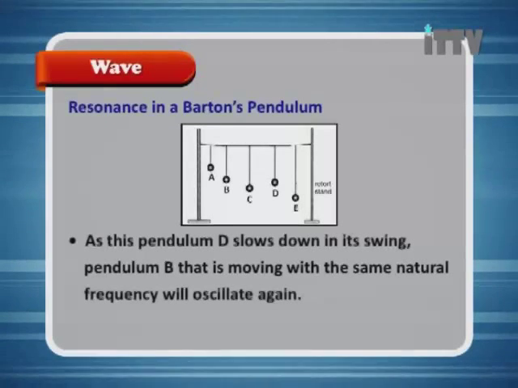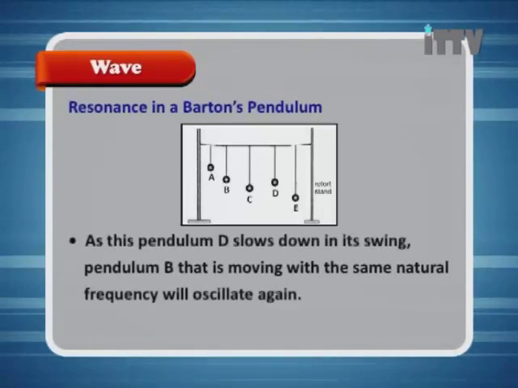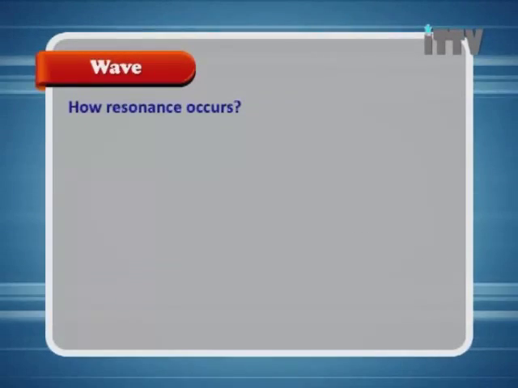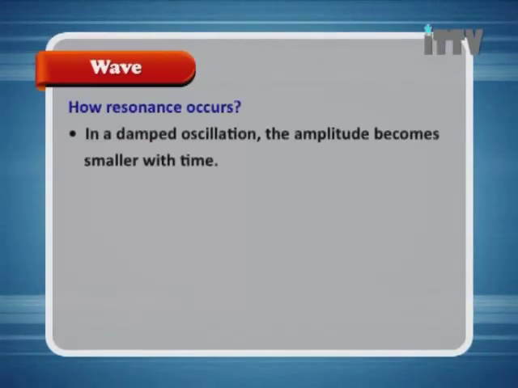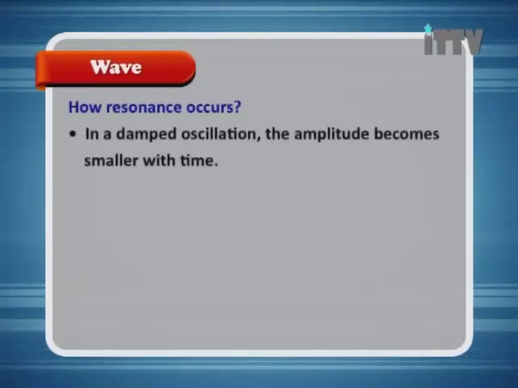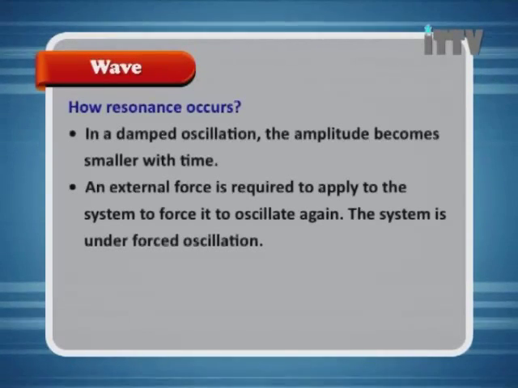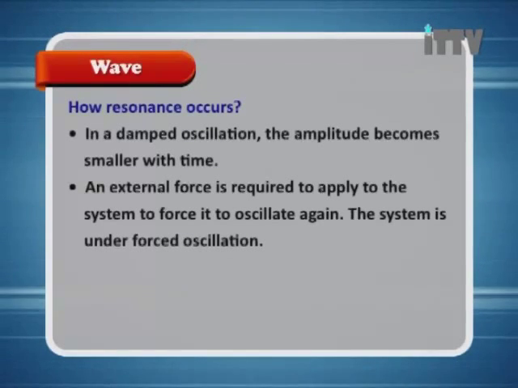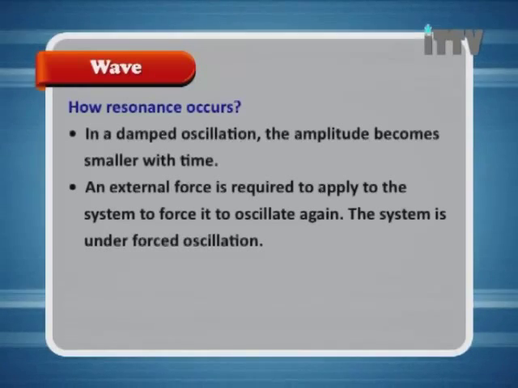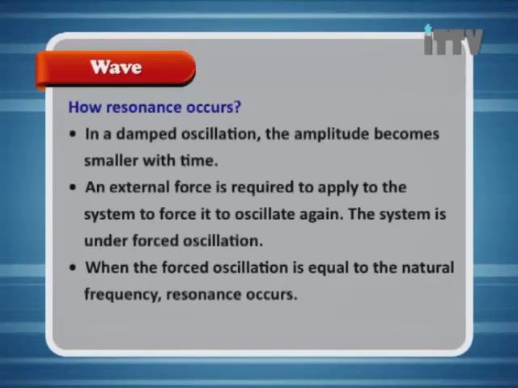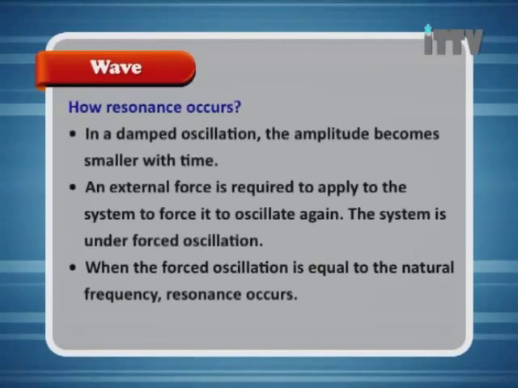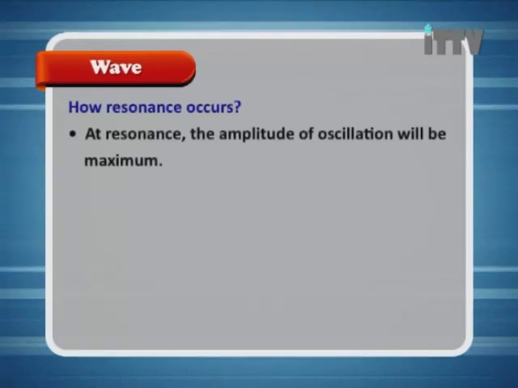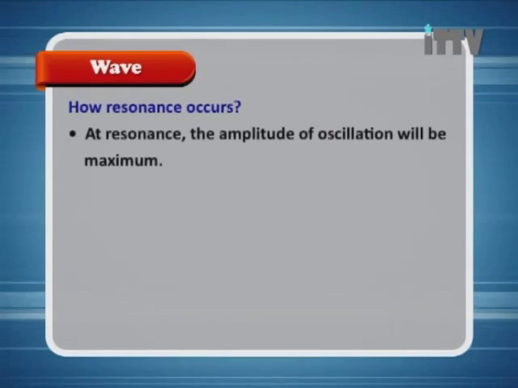As this pendulum D slows down in its swing, pendulum B that is moving with the same natural frequency will oscillate again. How does resonance occur? In a damped oscillation, the amplitude becomes smaller with time. An external force is required to apply to the system to force it to oscillate again. The system is under forced oscillation. When the forced oscillation is equal to the natural frequency, resonance occurs. At resonance, the amplitude of oscillation will be maximum.